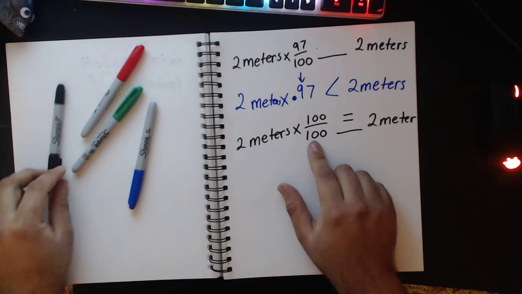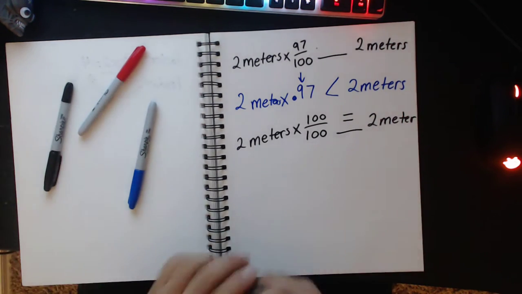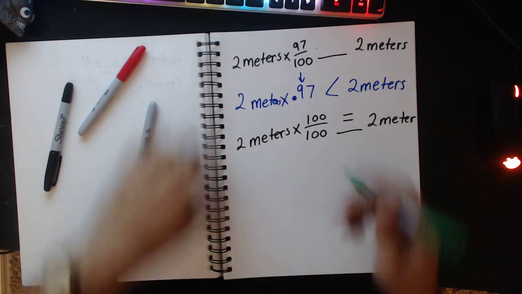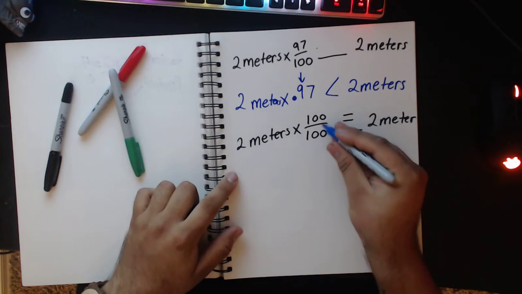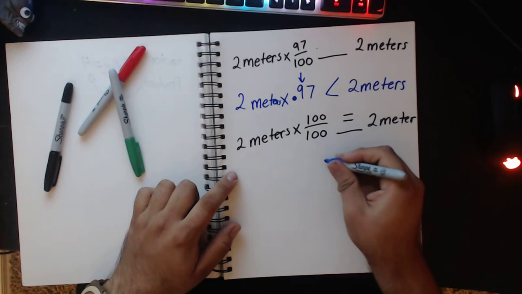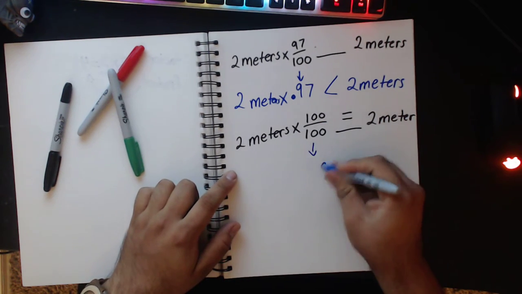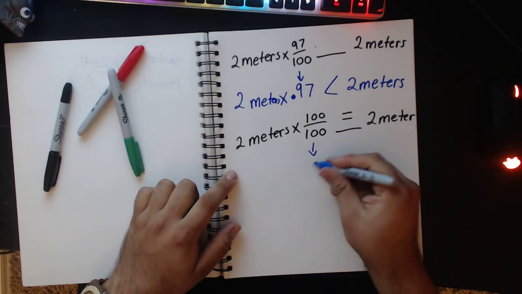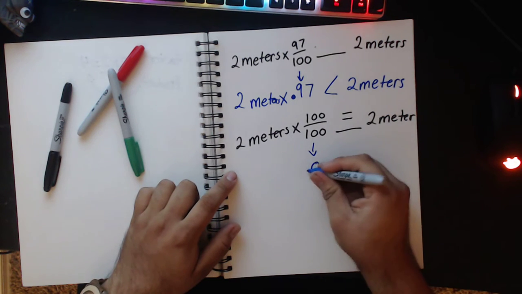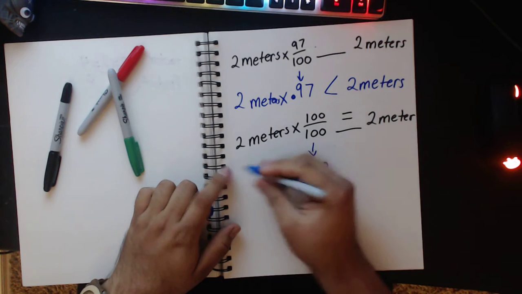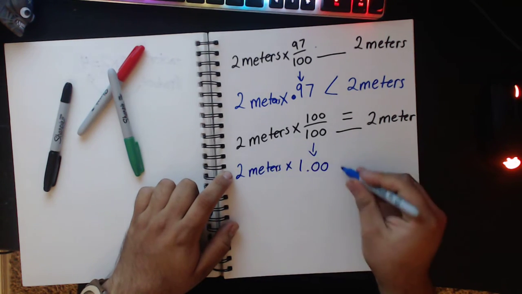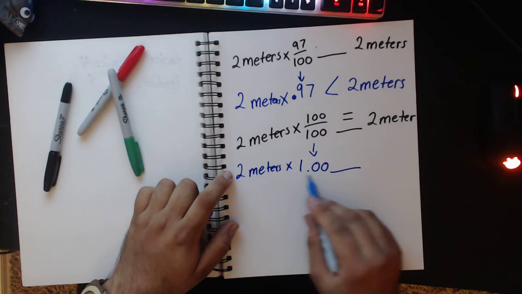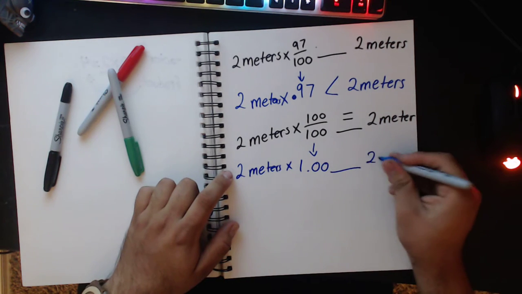If we write 100 hundredths as a decimal, we're going to have the 0 here in the hundredths place, that 0 here in the tenths place, and that 1 in the ones place. So now we have 2 meters times 1 will give me 2 meters.